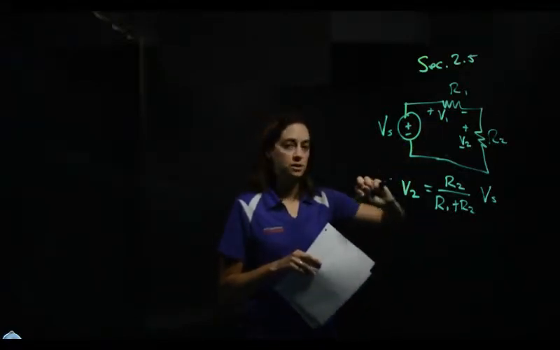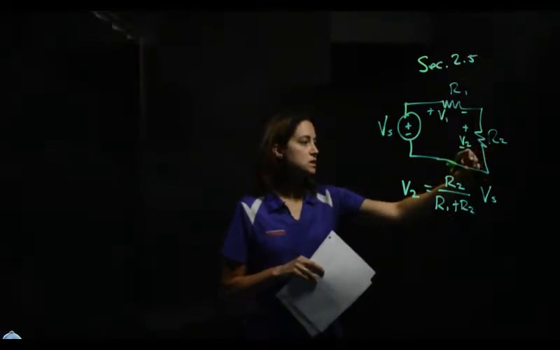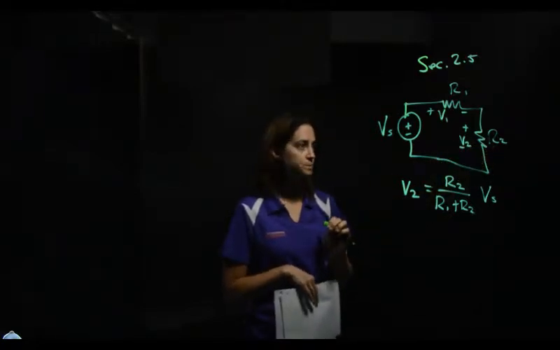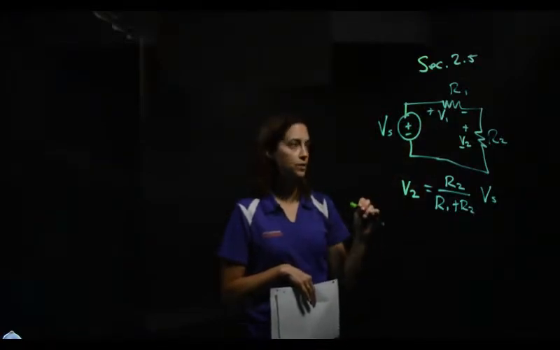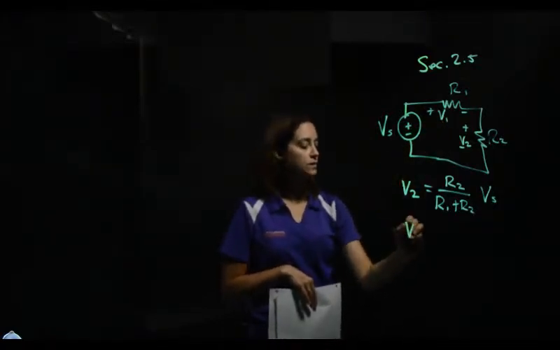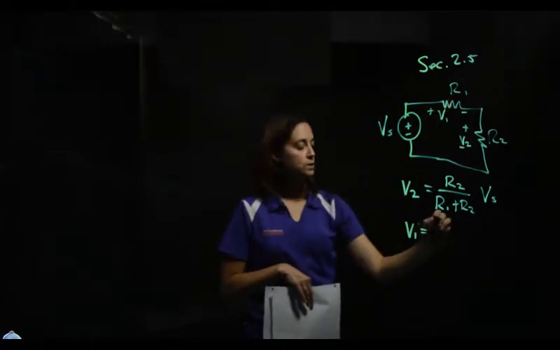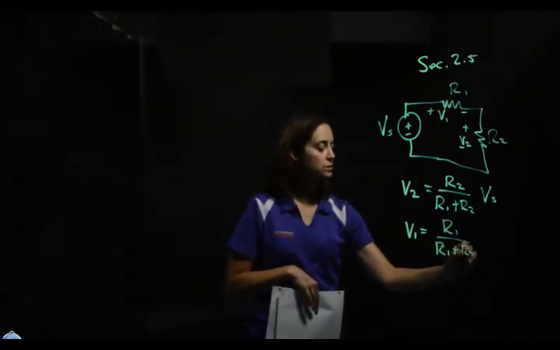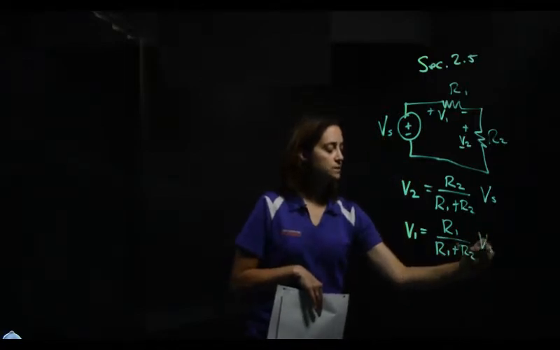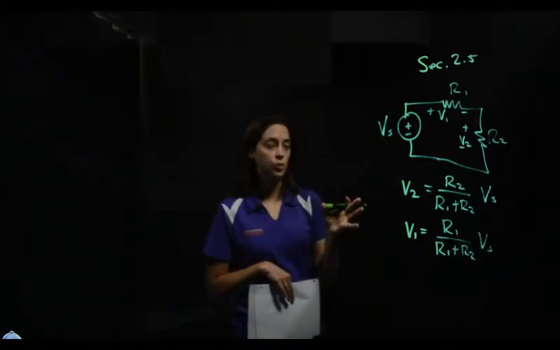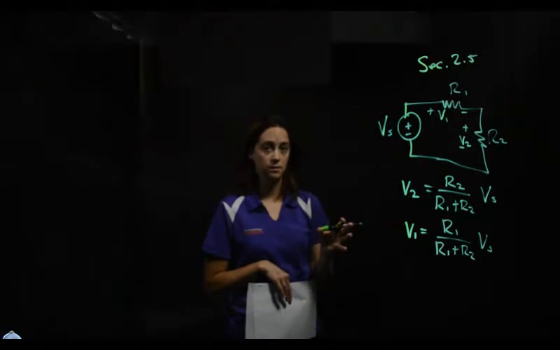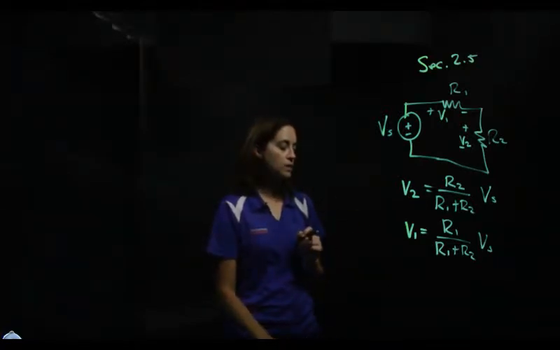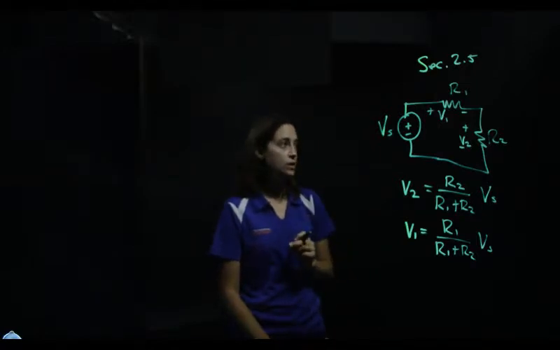But for voltage division, it's very simple. It's the resistor that's connected to the voltage that we want to know about divided by the sum of the other ones. So if I want V1, then my R1 goes on top: R1 over R1 plus R2 times my source Vs. So as the book states, this is for resistors in series. Okay, that's very important.